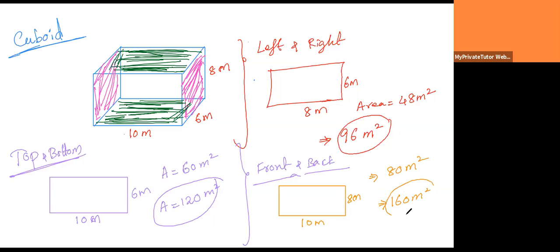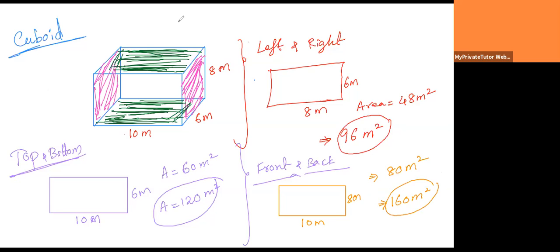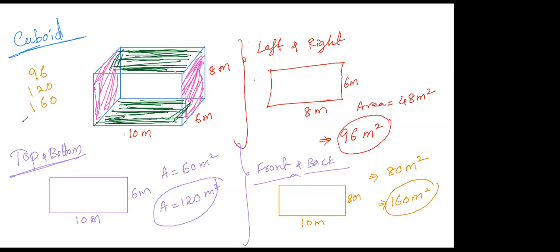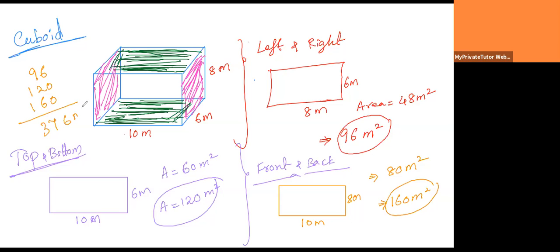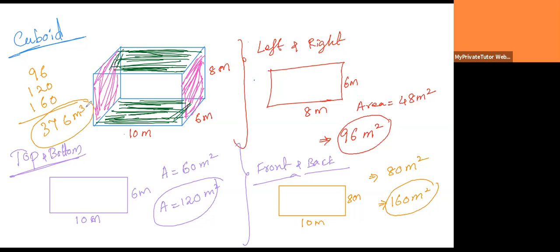I hope you guys understand this. So the total area would be 96 plus 120. So the total area is 376. The total area is 376 meters square.